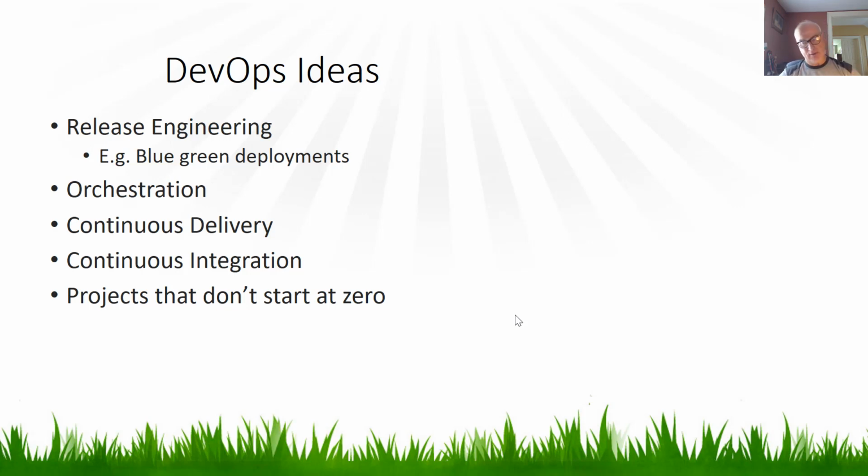Continuous delivery is this idea of pushing new versions of software out as quickly as possible from our developers. Once they've completed it and tested it, we want to get it into production as quickly as possible. Why?